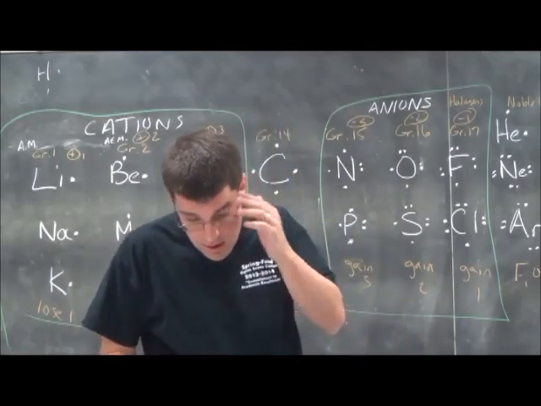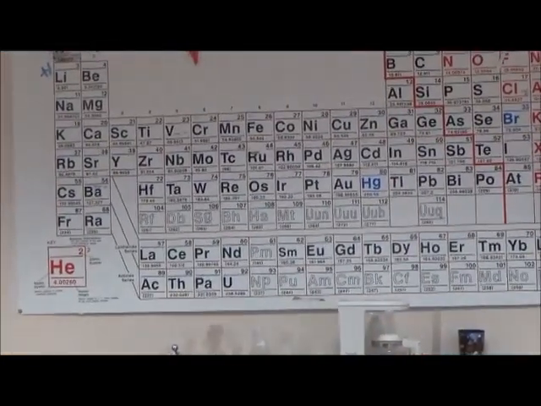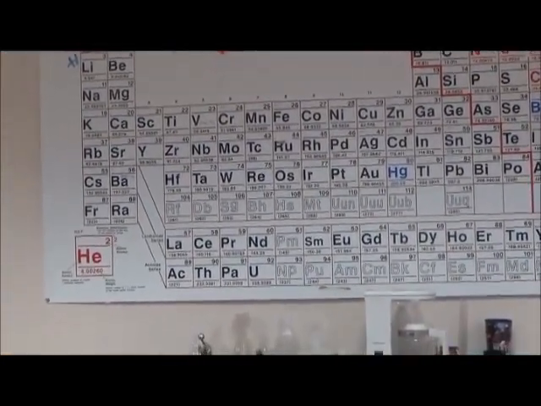They gain electrons. And the type of electrons we're talking about are valence electrons. I'm leaving the camera right now because I want to show you the periodic table. And again, valence electrons are the outermost electrons that are involved in chemical reactions.